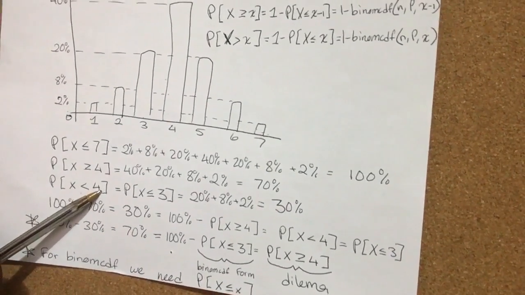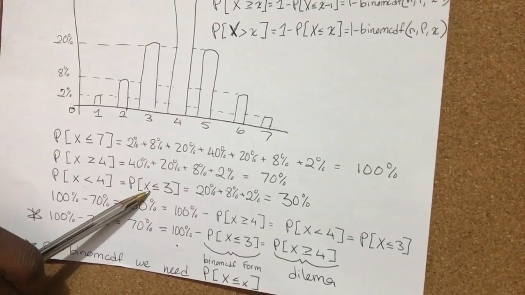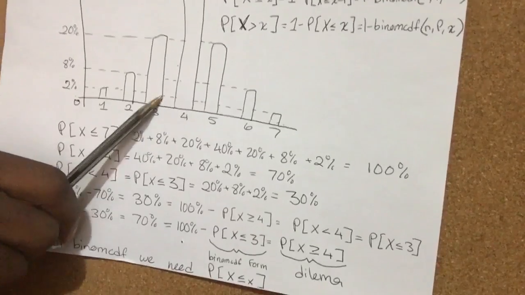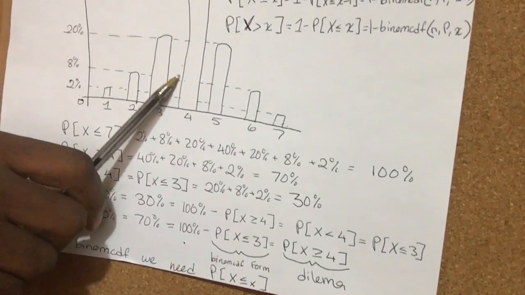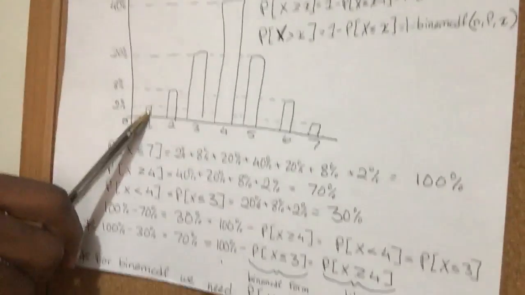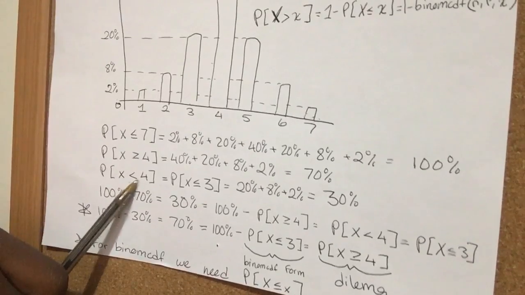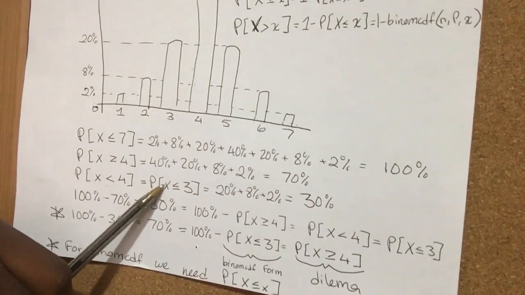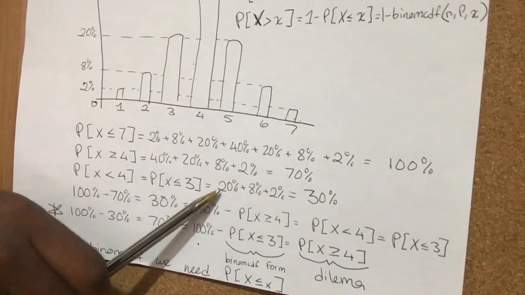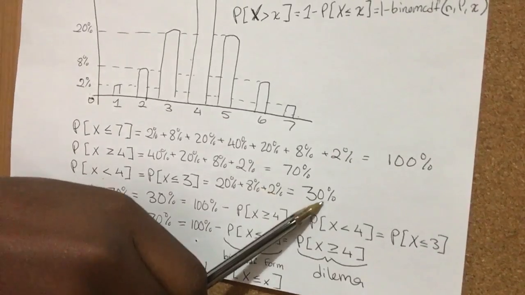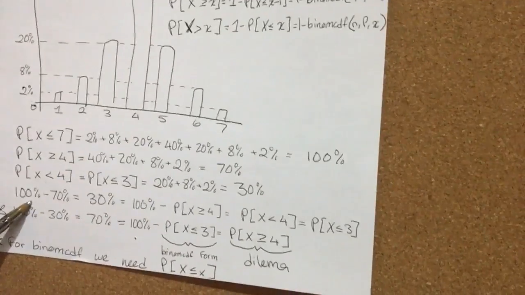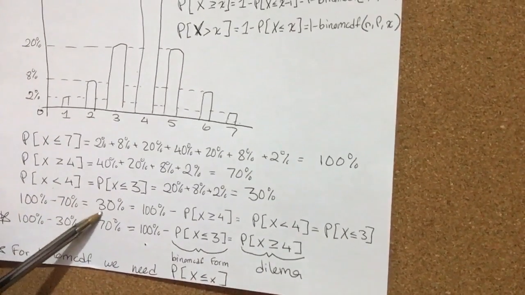X is less than 4 is the same thing as x is less than or equal to 3. Since this is not continuous, we're not including 4, we don't care about this space. There's nothing here. All we need is 3, 2, and 1. So the probability that x is less than 4 is the same thing as the probability that x is less than or equal to 3, which is 3 plus 2 plus 1. So 20% plus 8% plus 2% is going to give us 30%. 100% minus 70% is going to equal 30%.